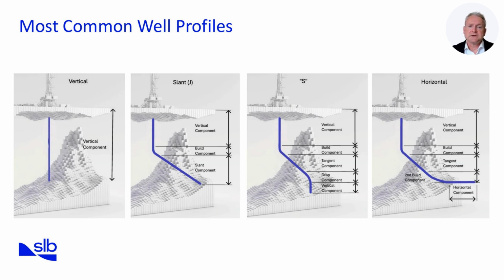Finally, on the right, we have the horizontal profile. This profile is achievable due to the advances in directional drilling and the ability to run drill pipe in compression. The horizontal well evolved to meet the need for developing thin bed reservoirs. Let's now look at these in more detail.